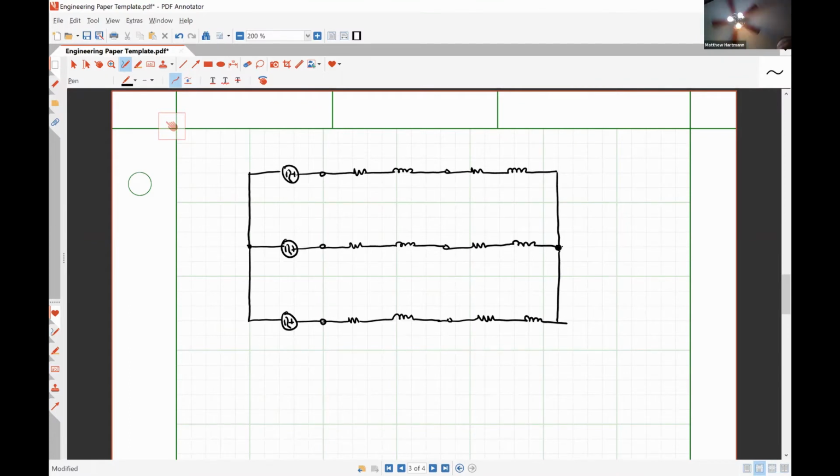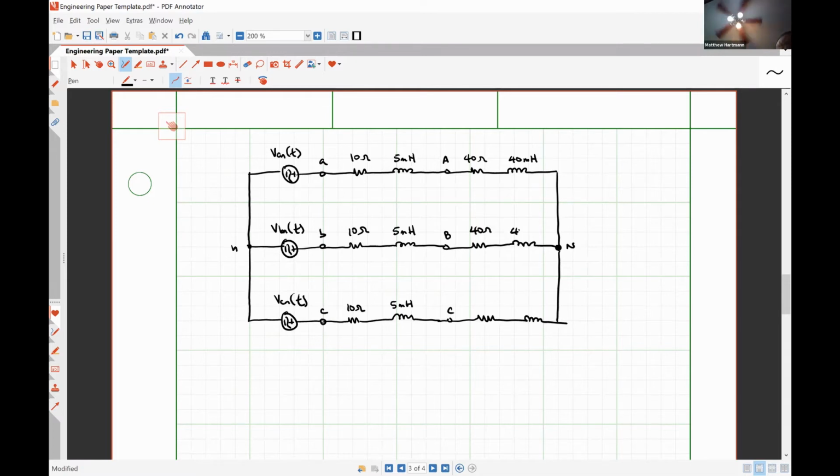All right, so A, B, C, little n, big N. So we're looking at this in the time domain for right now, and obviously we'll need to switch it to the frequency domain at our earliest convenience.